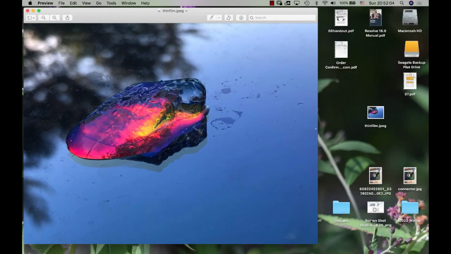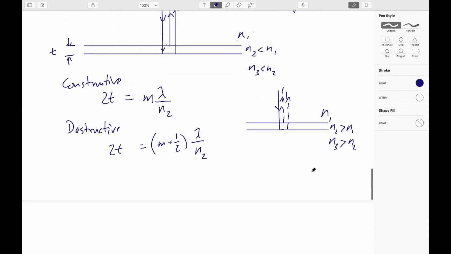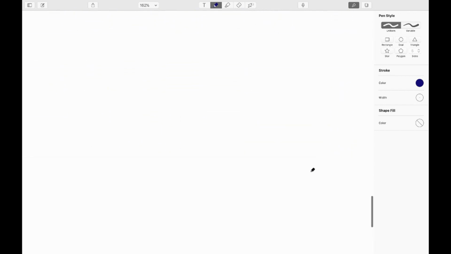Okay, so back to our thin film interference, and we'll get to some more applications in a second. The other possibility is what I like to call case 2. So in a case 2 situation, again, there are two ways it can happen.